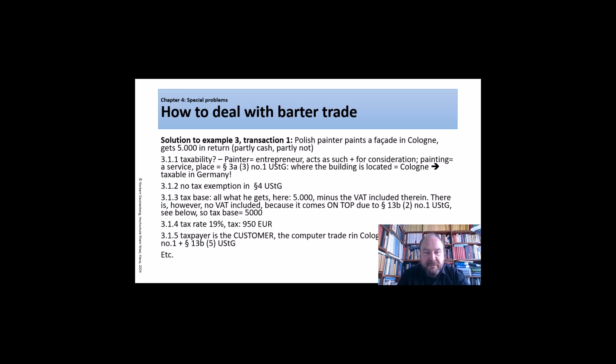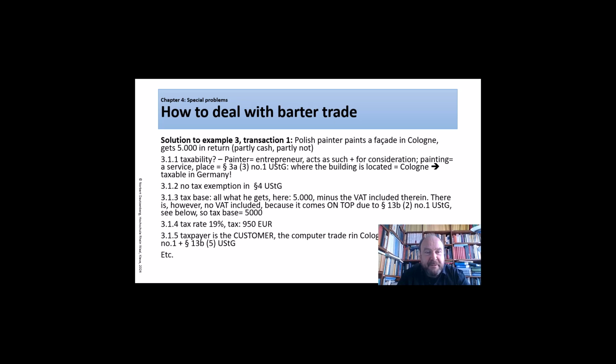There is no exemption which could be seen. The tax base is all what the painter gets here, 5,000 minus VAT amount included therein. However, as it's a foreign entrepreneur rendering a service to a German entrepreneurial customer, paragraph 13b, the so-called reverse charge rule applies. Don't forget that foreign entrepreneurs are sometimes or most often not the taxpayers if they give services to inland entrepreneurial customers. So what he gets is a net price by definition.